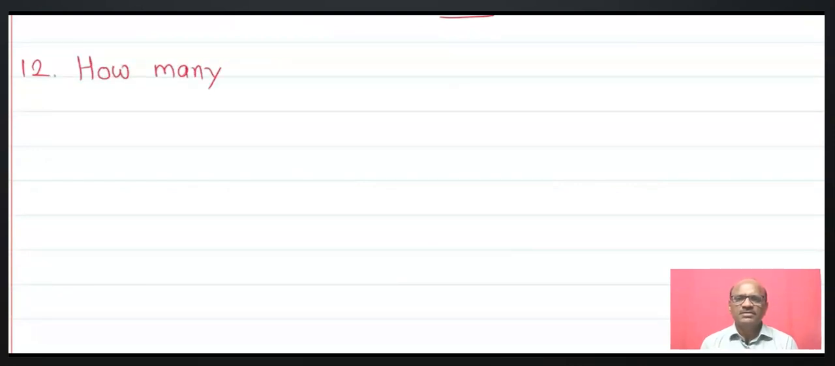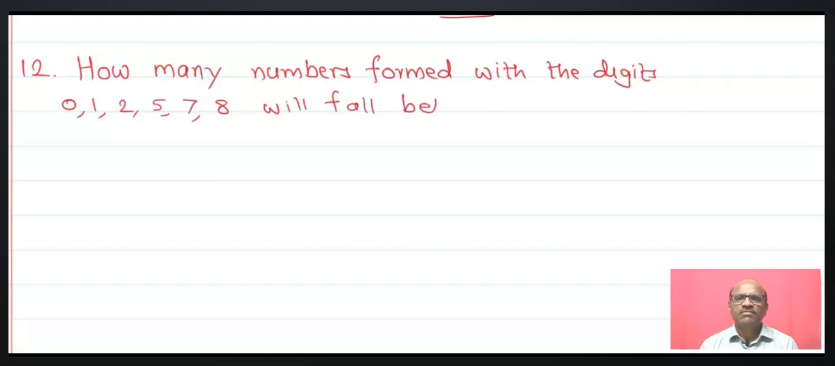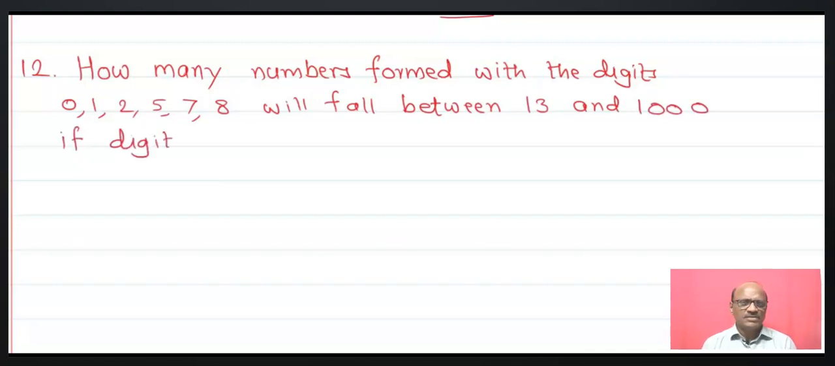Now question number 12. How many numbers formed with the digits 0 to 5, 7, 8 will fall between 13 and 1000? Now this is very important. They fall between 13 and 1000 if the digits can be repeated.